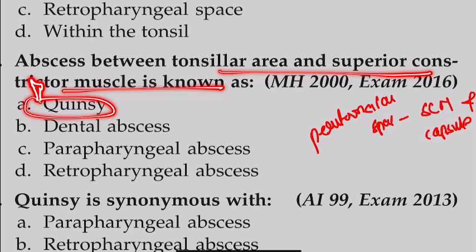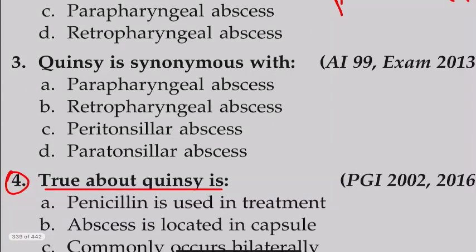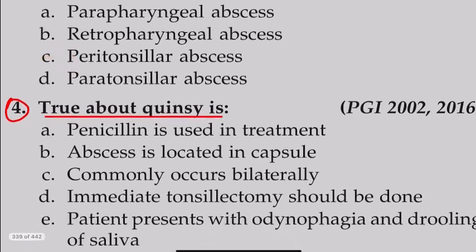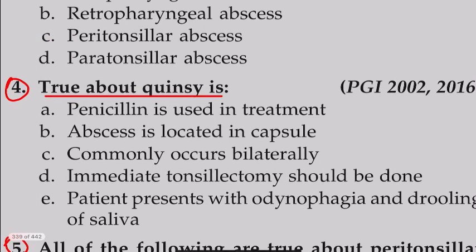Okay, now let's move on to another one. Quinsy is synonymous with, we have already said, peritonsillar abscess, between the capsule and superior constrictor muscle, right? What is true about quinsy? Penicillin is used in treatment, that's right. Abscess is localized in capsule, no, between capsule and superior constrictor muscle. Commonly occurs bilaterally, no, that is also not right, it is usually unilateral in nature. Immediate tonsillectomy should be done.